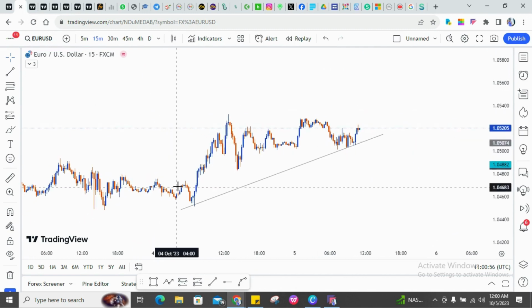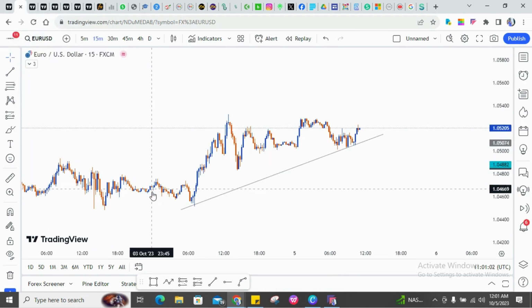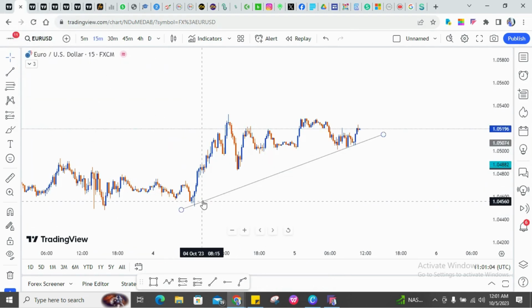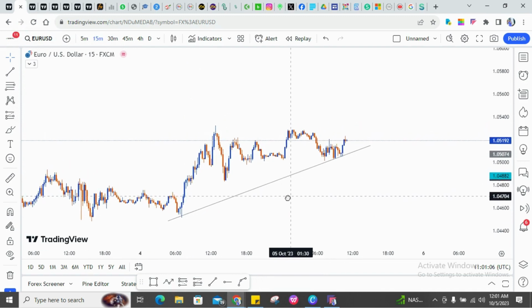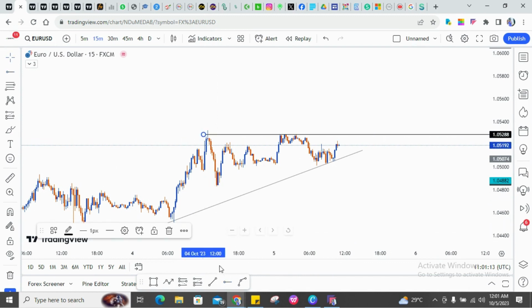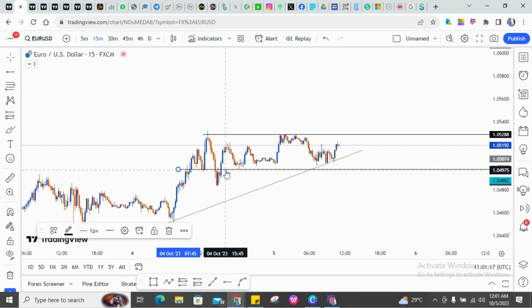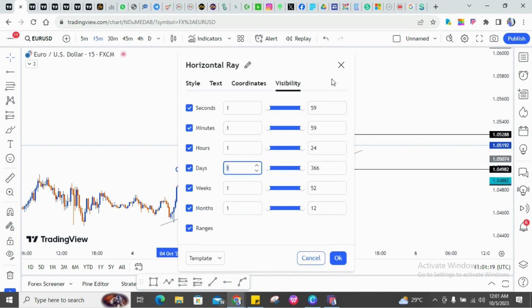If you remember, the dollar is selling. So basically, EURUSD should be what? Buying, as you can see. Then I drag my trend line. After dragging my trend line, I map out my support and my resistance. So this is actually my resistance, and this is also my support. This is also my support.